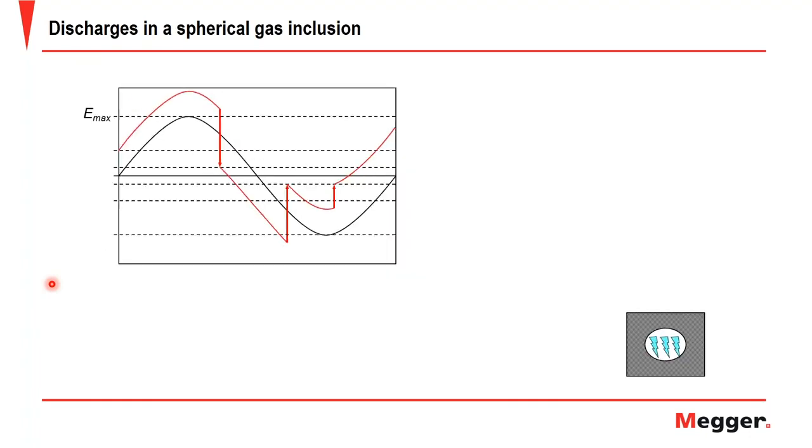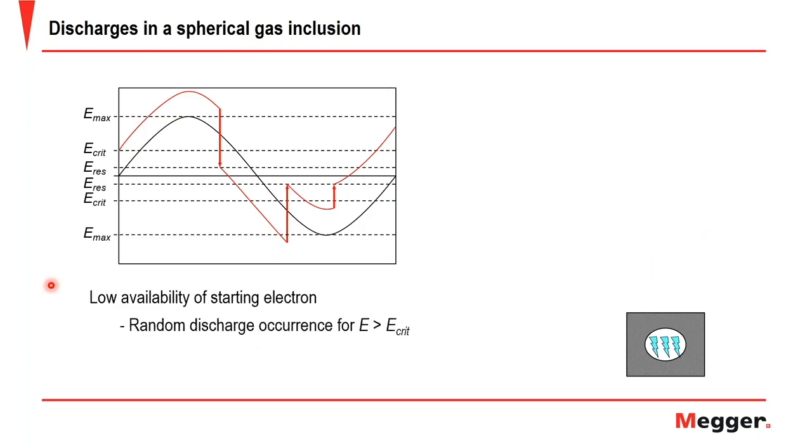But here we have another example, in which we have low availability of starting electrons. In this case, there is no external radiation, only the ionization process of the natural radioactivity. And here you can see a random discharge occurrence whenever the local field is greater than the critical field. Rather than the critical field being met and dropping down to the residual field, the field keeps increasing until breakdown occurs. And you can see the breakdown being much higher in magnitude.